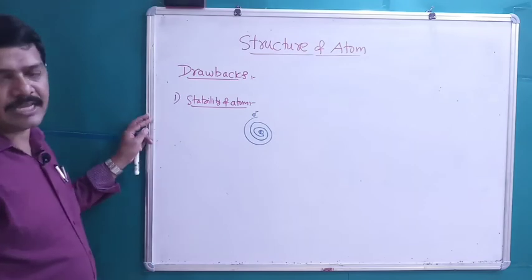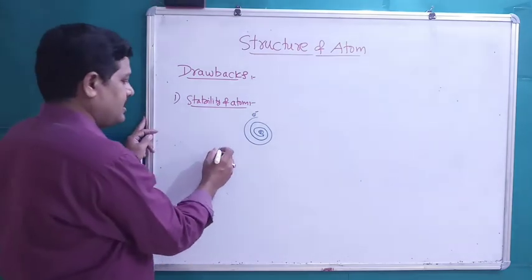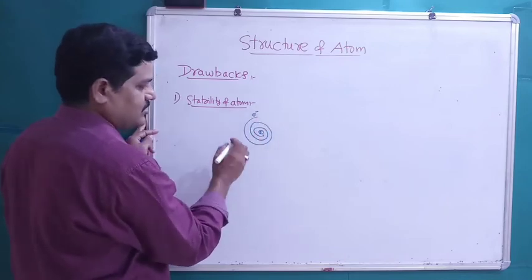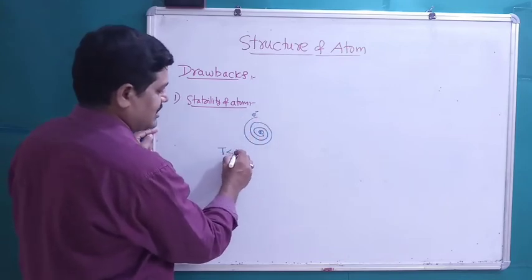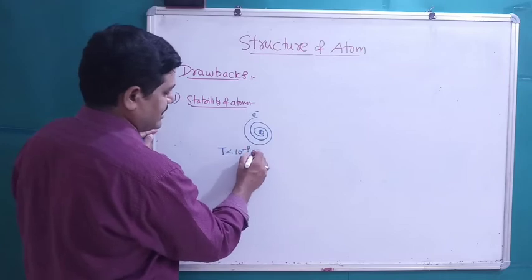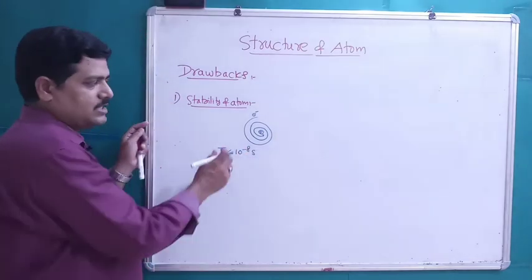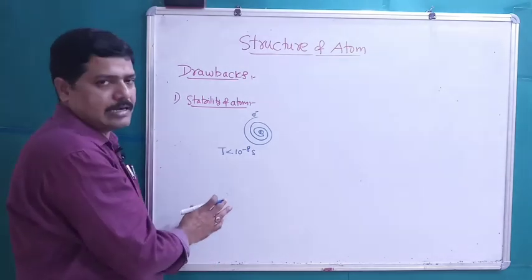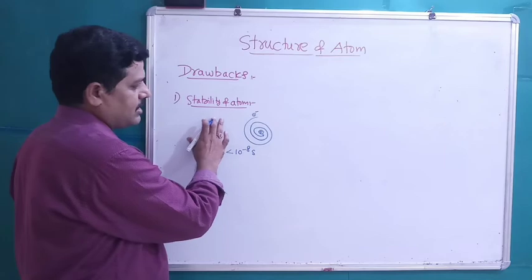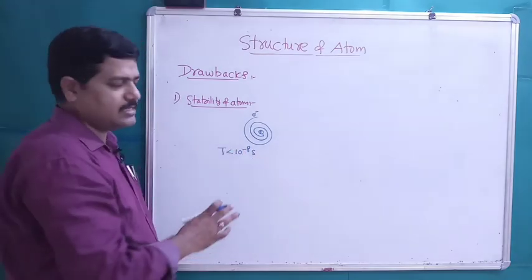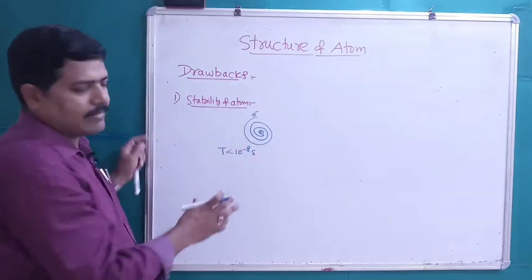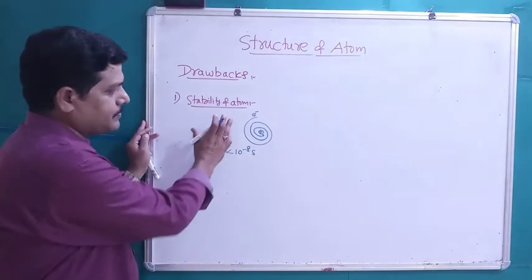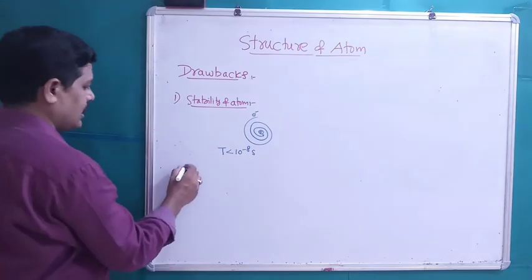According to Maxwell's electromagnetic theory. And the time taken for the electron to fall into the nucleus was also calculated, which is less than 10 power minus 8 seconds, but this is actually not happening. So about the stability of atom, the Rutherford model does not explain anything, because Maxwell's electromagnetic theory is contradicting this concept given by Rutherford, right?